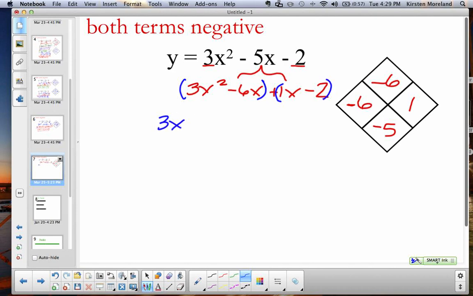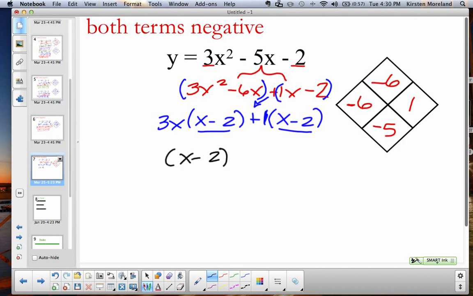First thing I can pull out is a 3x, which leaves me with x minus 2. Carry down that plus sign. I can factor out nothing from the second set, so whenever you can't factor out anything, you write a 1. Left with x minus 2. My parentheses now match, so I can write that out front, x minus 2.